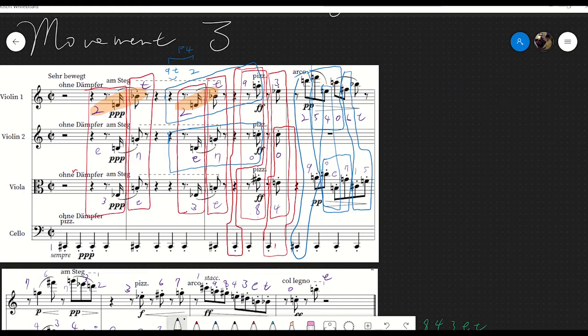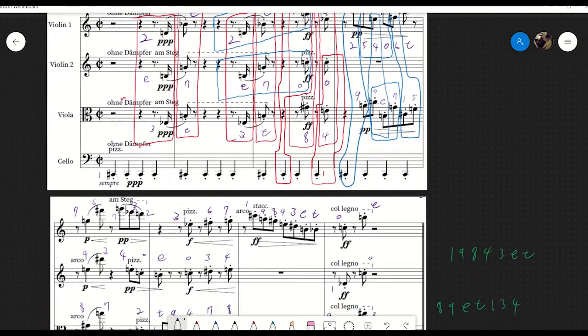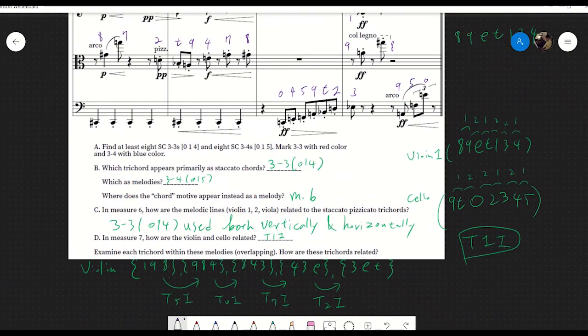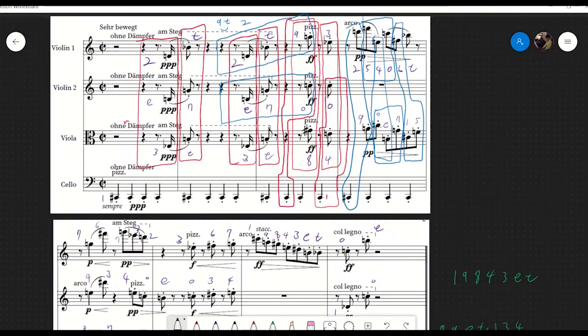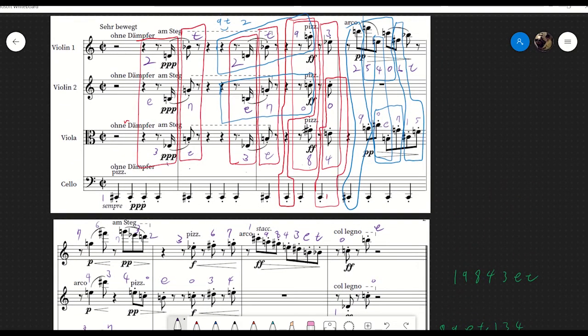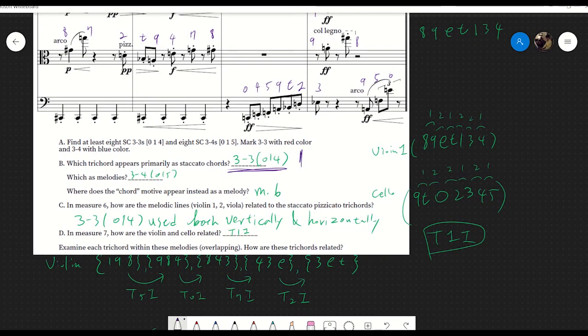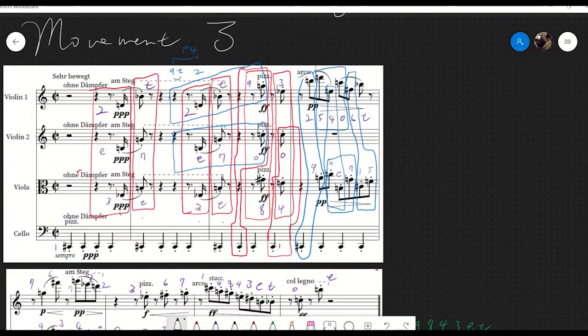Let's actually start answering the questions now. You can see which trichord appears primarily in the staccato chords: 3-3, because if you look at this staccato chord here, they're all 3-3s. A chord, in this case, refers to the notes that happen simultaneously in a vertical line. 3-4 is more likely a melody because of these lines, right?